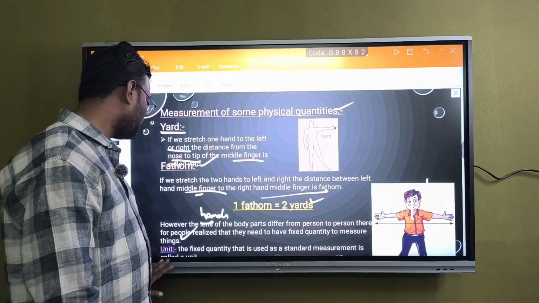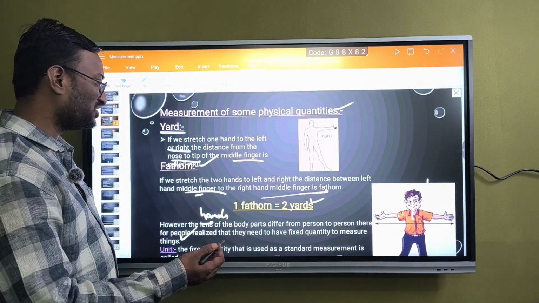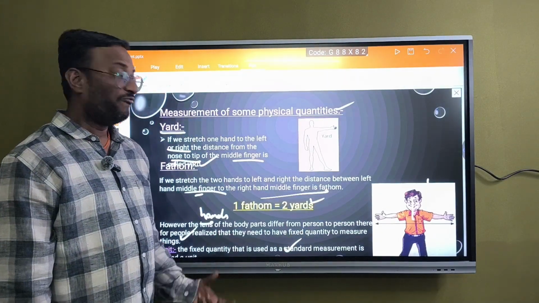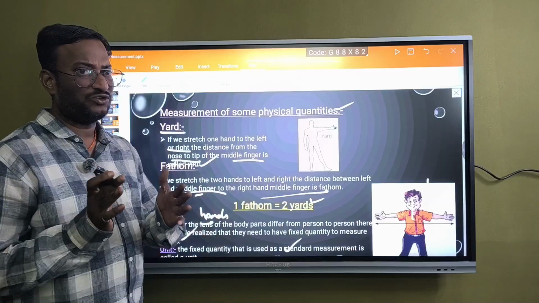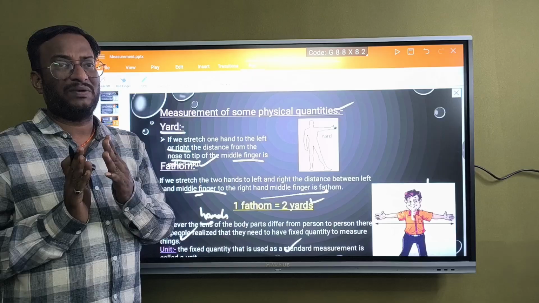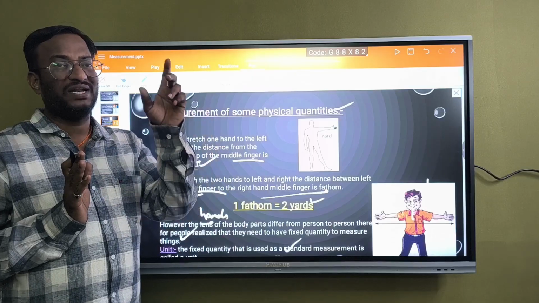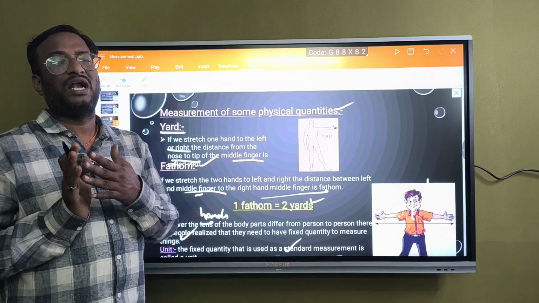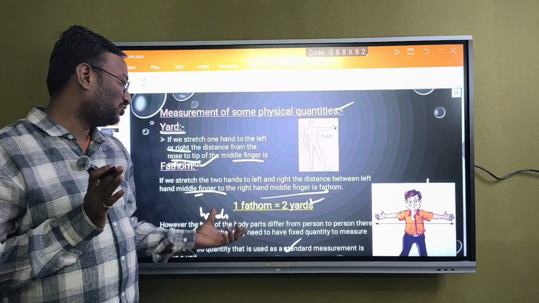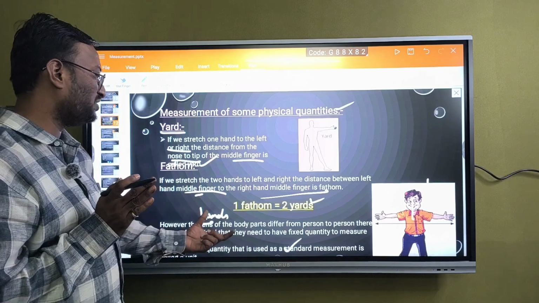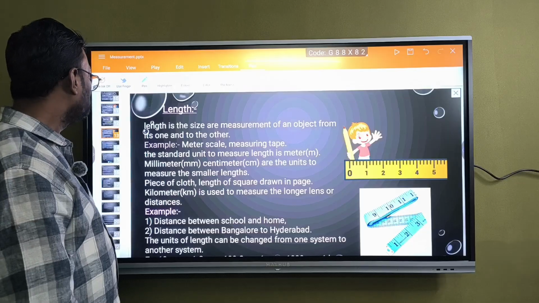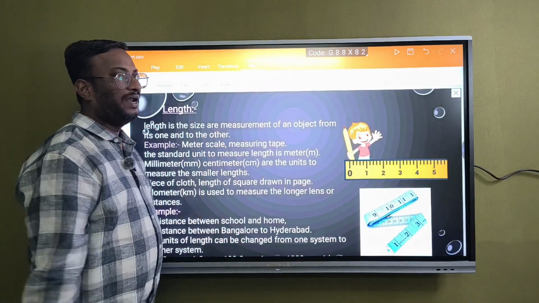So the next topic is unit. The fixed quantity that is used as a standard measurement is called a unit. So what is a unit? Unit is the fixed quantity. It should be the same anywhere you measure. Suppose you consider 1 meter. If you measure in India, it should be the same size as if you measure in USA or Africa, in different parts of the world. The length should be the same. The fixed quantity that is used as a standard measurement is called a unit.